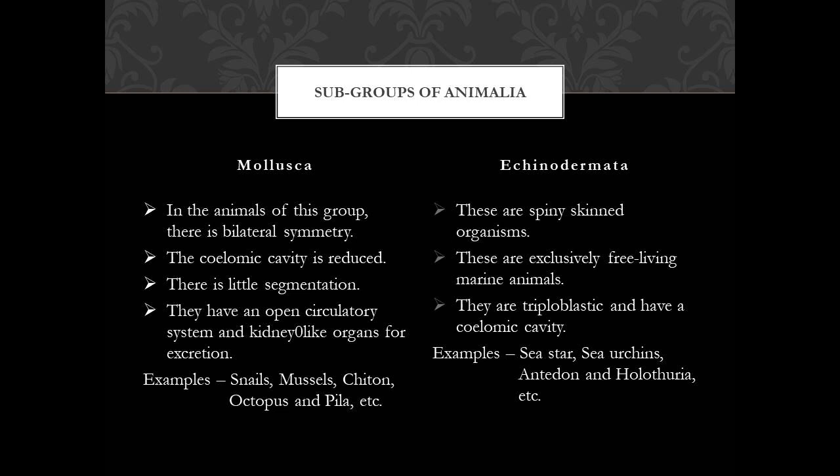Next is Echinodermata. These are spiny skinned organisms. These are exclusively free living marine animals. They are triploblastic and have a coelomic cavity. Examples are sea stars, sea urchins, Antedon, and Holothuria.